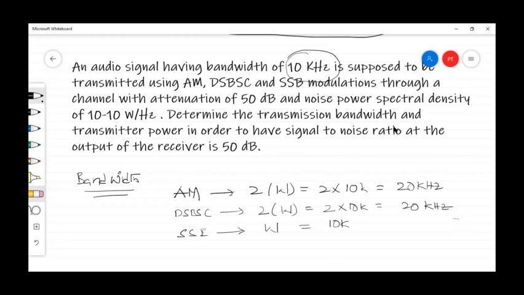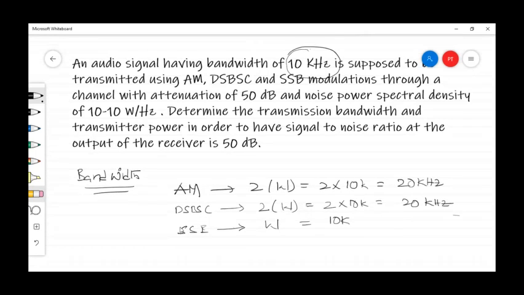So that means if you want to transmit an audio signal whose bandwidth is 10 kilohertz, in case of AM, we need a transmission bandwidth of 20 kilohertz. In case of DSBSC also, we need 20 kilohertz. But in SSB, we need only 10 kilohertz bandwidth.